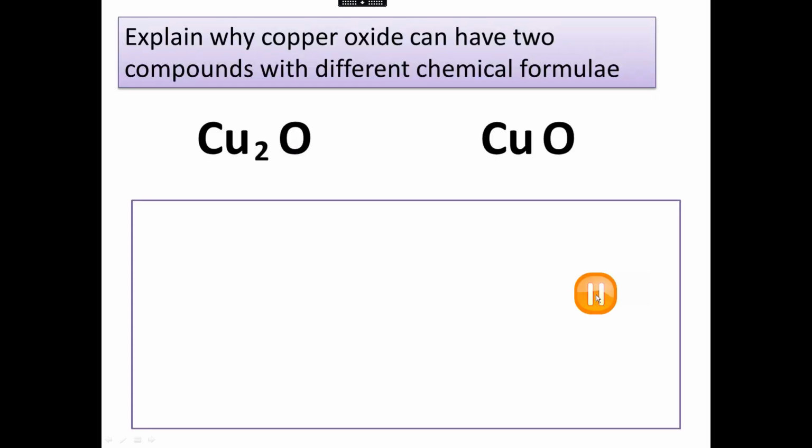Okay, right. Can you put that into words for yourself? Say it out loud or think it to yourself, or tell somebody else if there's somebody in the room. Why can copper oxide have 2 compounds with 2 different chemical formulae? Pause the video, come up with your own answer now.